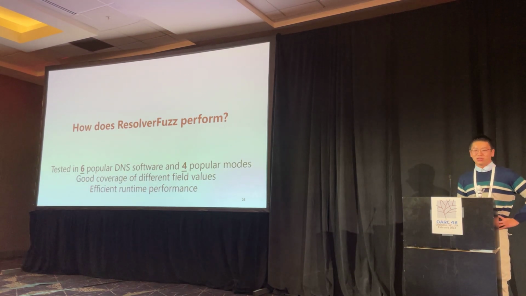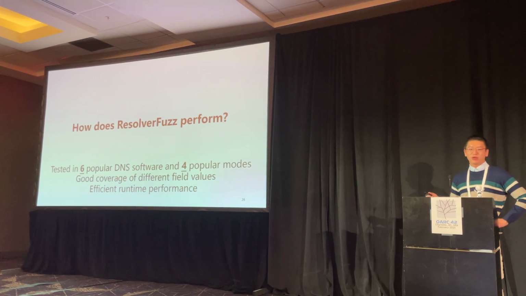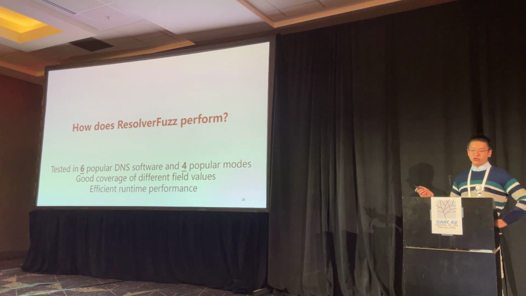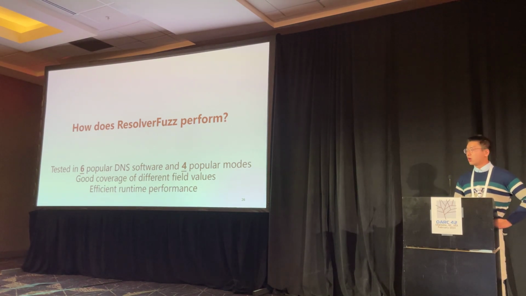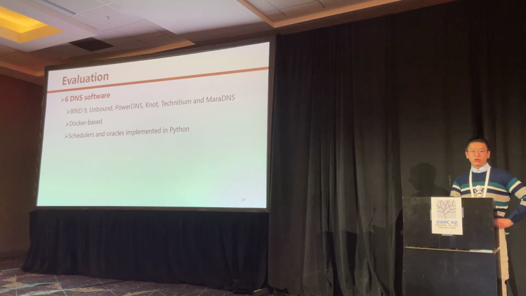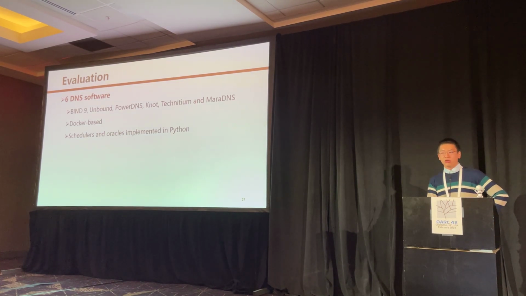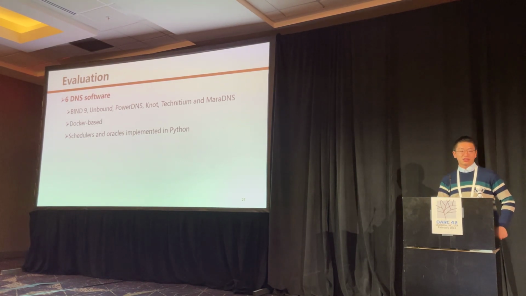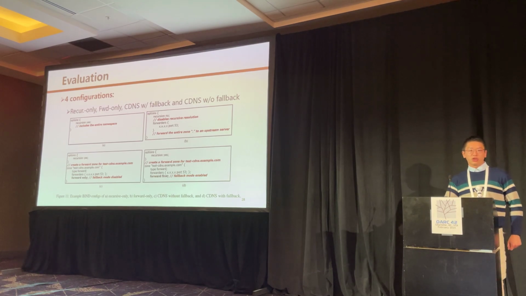And how does ResolverFuzz perform? We perform our tests on 6 popular DNS software and 4 popular modes. We have a good coverage of different fields and values for testing, and it is efficient in runtime performance. So we test BIND, Unbound, Knot, PowerDNS, Technitium, and MaraDNS. We use a Docker-based system to isolate these softwares during testing, and we have schedulers and oracles implemented in Python. And we tested 4 configurations.